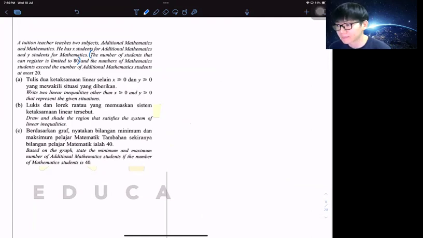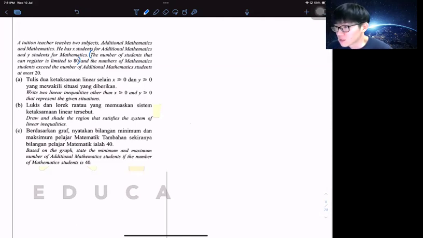Only two subjects, math, right? Now they say X for math, Y for math, I don't know exactly how many, but we just know that the number of students that can register is limited to 80. Now they use an English word like this. Then do you understand what they are trying to tell you? Limited to 80. So that would be maximum 80. Cannot go beyond 80. Maybe the class cannot fit. So can you all understand the same thing? Anybody cannot? Because my job is to try to teach you.